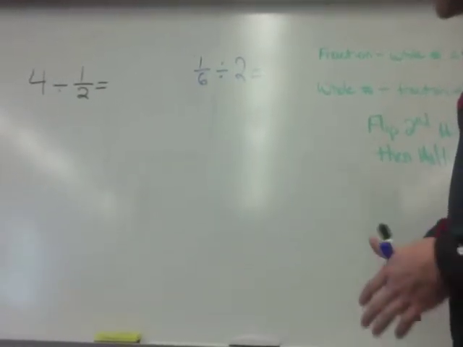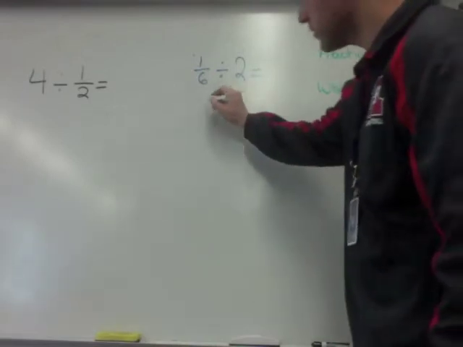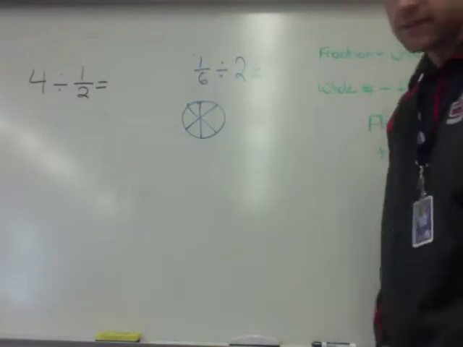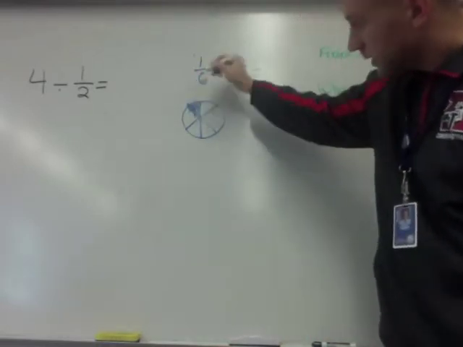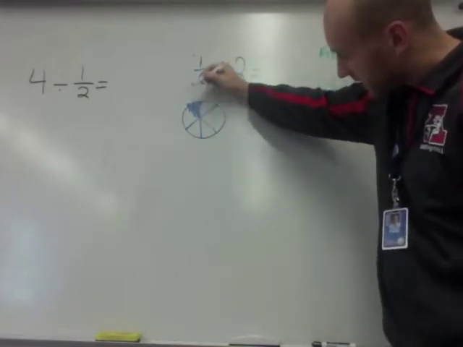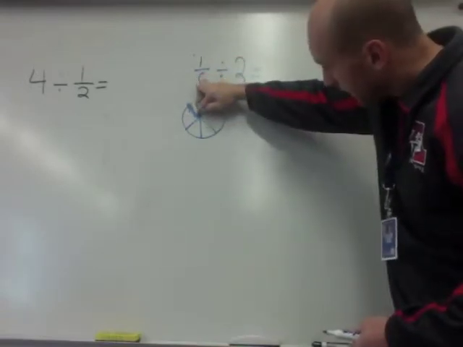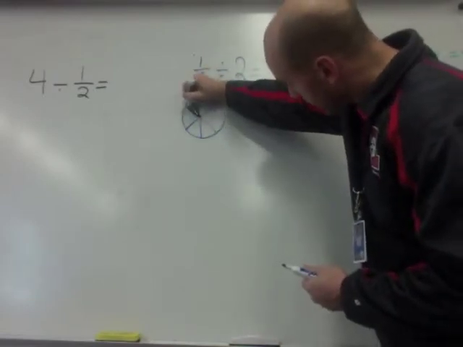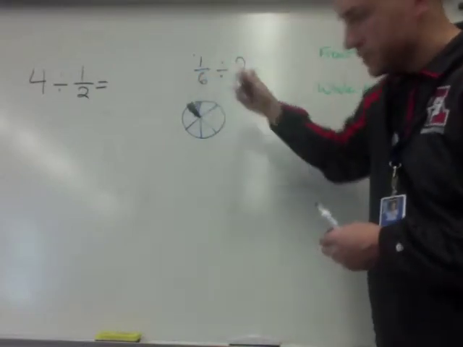The first one we have here is 1/6 divided by 2. So in a model, I'm just going to draw a circle and split it up into 6 pieces, and then color in my 1/6. And then dividing it by 2, I'm just going to split my piece that I colored into 2 pieces. It's kind of hard to see there, but into 2 pieces. So this is the black piece right here, and this black piece is my answer.